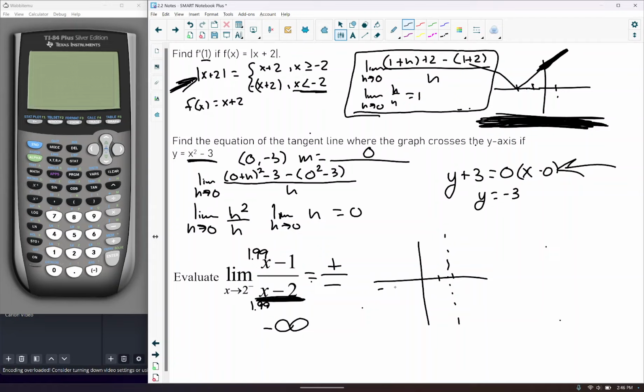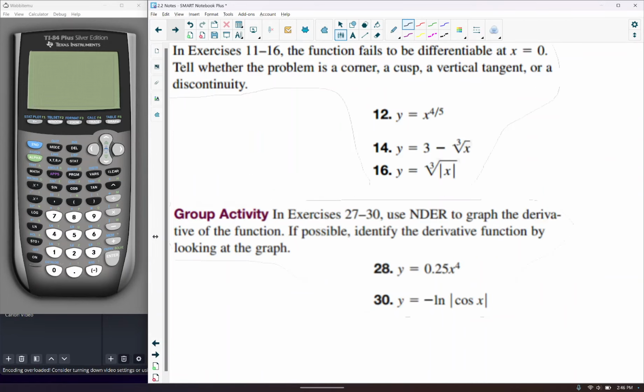Exercises 11 through 16, the function fails to be differentiable at x equals 0. Tell whether the problem is a corner, a cusp, a vertical tangent, or a discontinuity. So let's do number 12. We've got our calculator here. Not second, we want y equals. We'll clear this. X raised to the 4/5. And graph that, and now this looks pretty straight, but there's actually a little bit of a curve to it. So this would be a cusp.